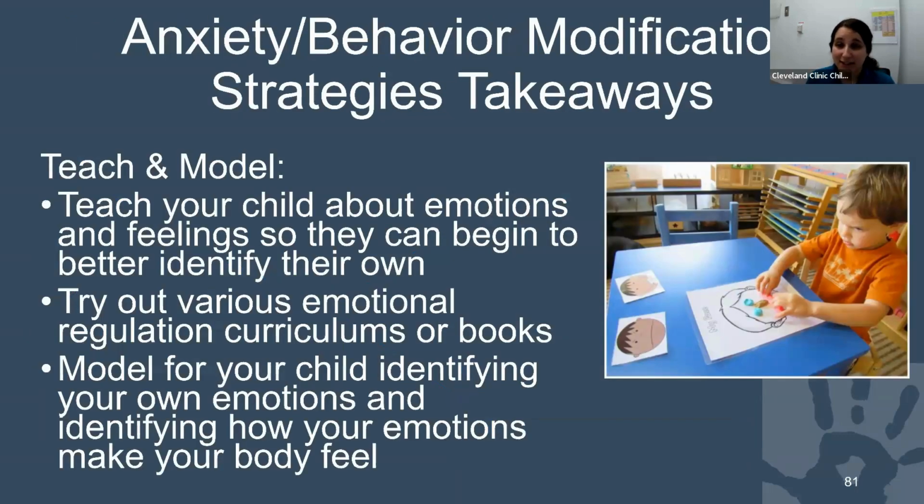So other big key takeaways is teaching and modeling, teaching your child about emotions and feelings, modeling your own emotions and feelings and making sure that you're doing so again at a time where your kid is calm and ready to learn. There are a variety of different emotional regulation curriculums available. There's also a lot of different emotional regulation books online and in stores that are available. Those can be ways to teach your kiddos what different feelings mean. But then modeling those in real time is also really helpful for kiddos.